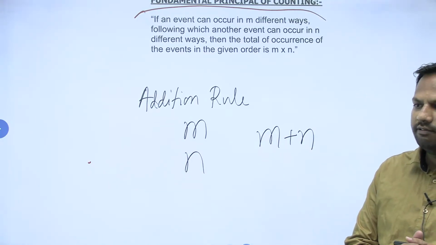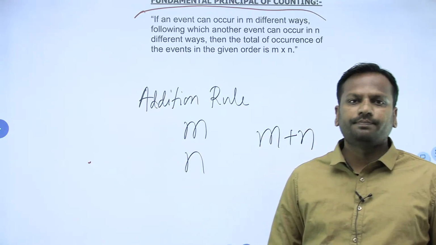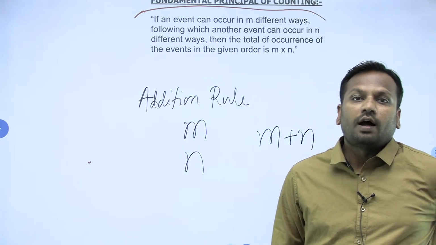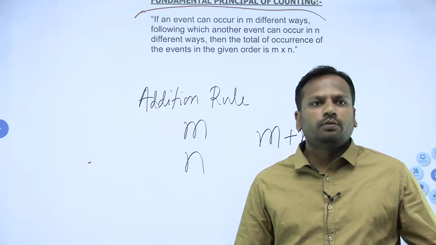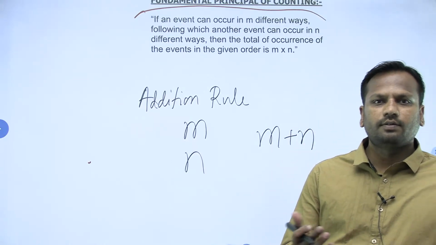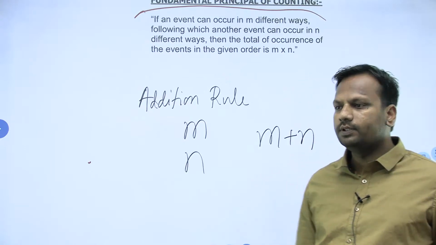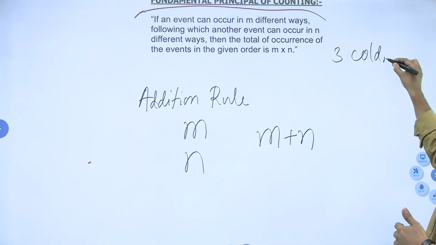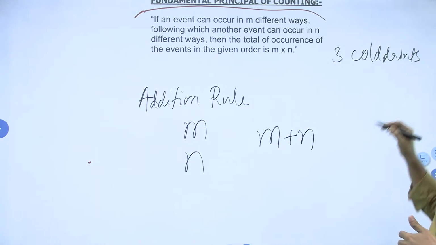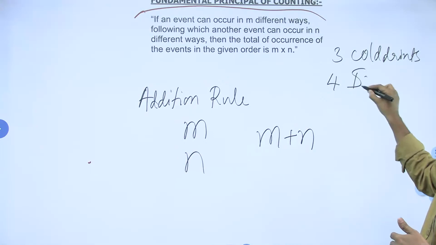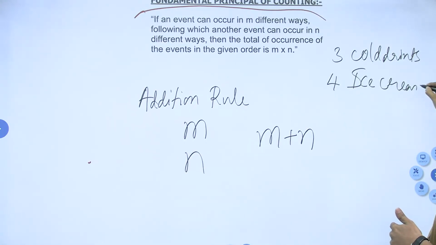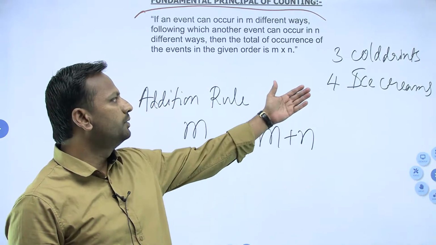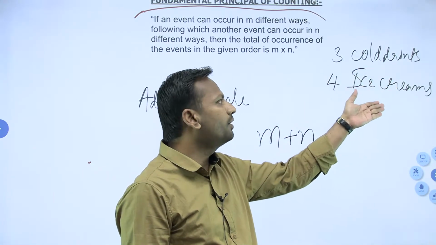Suppose you went to a hotel to have lunch or dinner with the family. After having the lunch or dinner, basically you will be having cold drinks or ice creams. Suppose in the particular hotel they have three types of cold drinks, and they have four types of ice creams. So after having the lunch or dinner, you have to take either a cold drink or an ice cream.